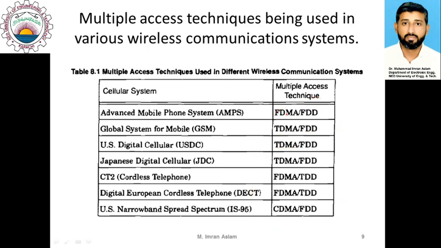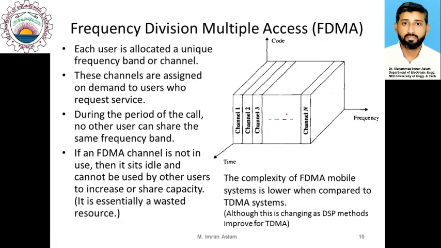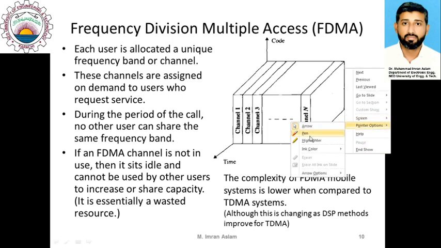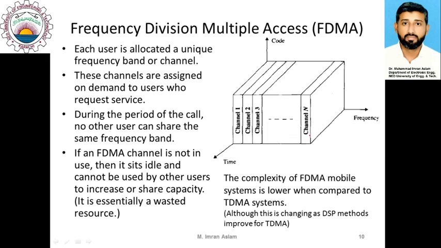So let us now briefly discuss each type of multiple access technique separately. We start our discussion with frequency division multiple access. In FDMA systems, each user is allocated a unique frequency band or unique channel. Generally, these channels are allocated on a demand basis to each user. So whenever a user requests a channel, it is allocated to that particular user.